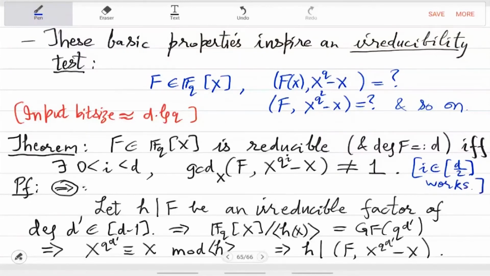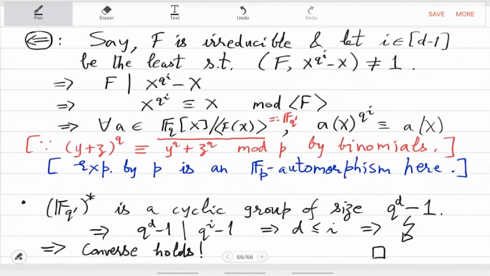So d by 2, it's a bad notation. Let me use the range. So 1 less than or equal to i less than or equal to d by 2 works. Any questions? Okay. Yeah, so now the algorithm, all the constituents are there.